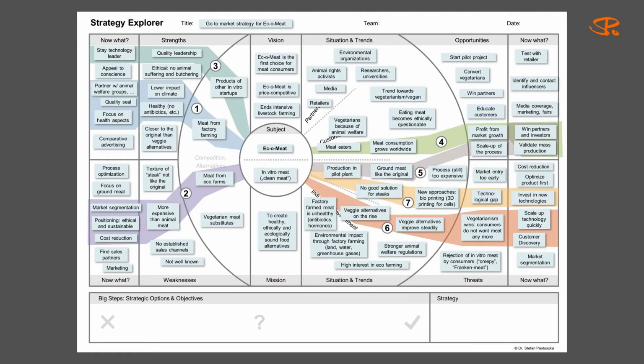The major findings from the Now What fields form the biggest source of input for potential strategic options and objectives, as you will see in the next episode. But before, let's have a look at our EcoMeat example and see what insights the SWOT analysis has generated there. Again, we cannot go into all detail, therefore we pick 2 of the logical chains that are highlighted by the colored streams flowing from the center to the outside.